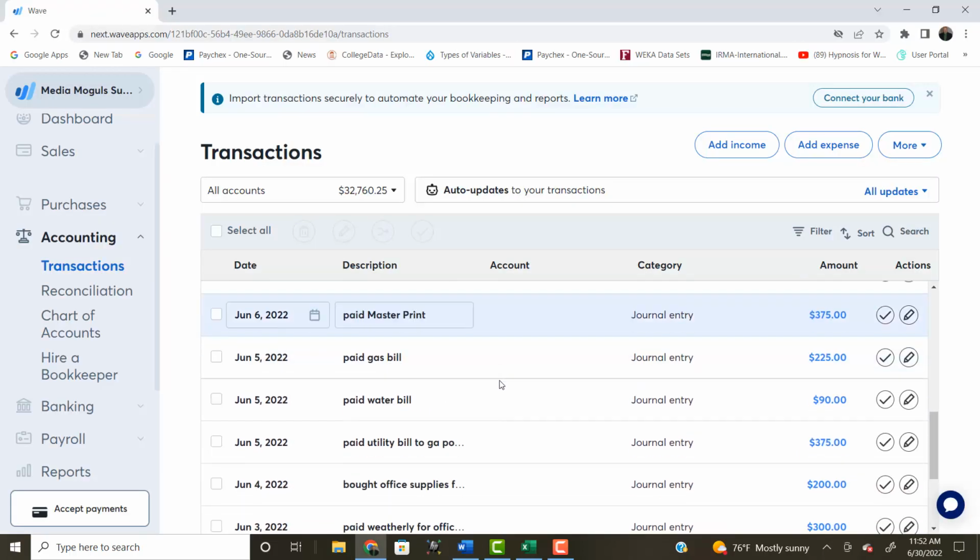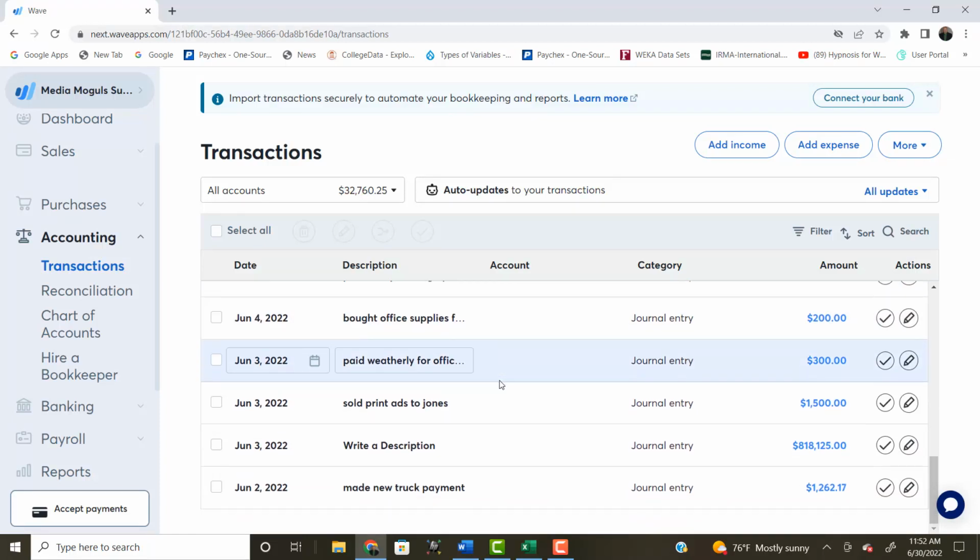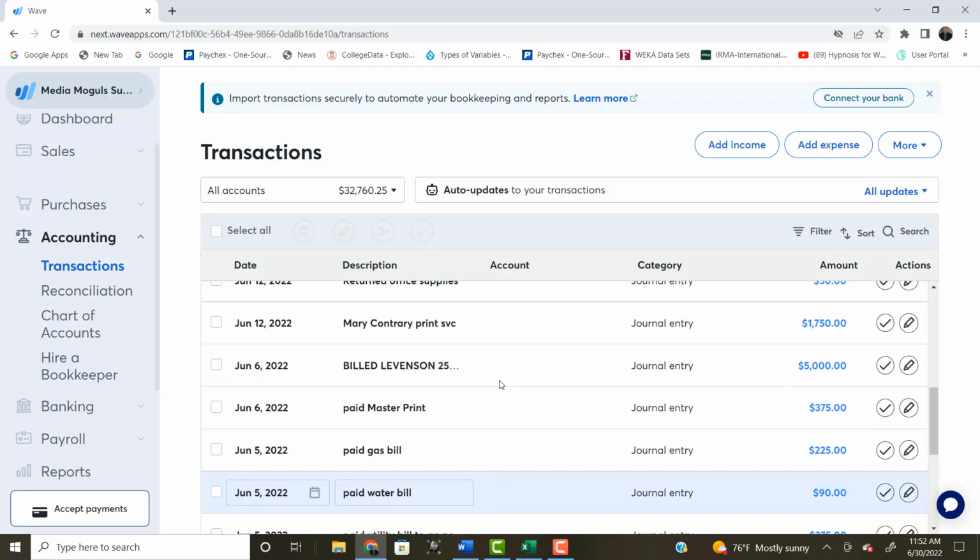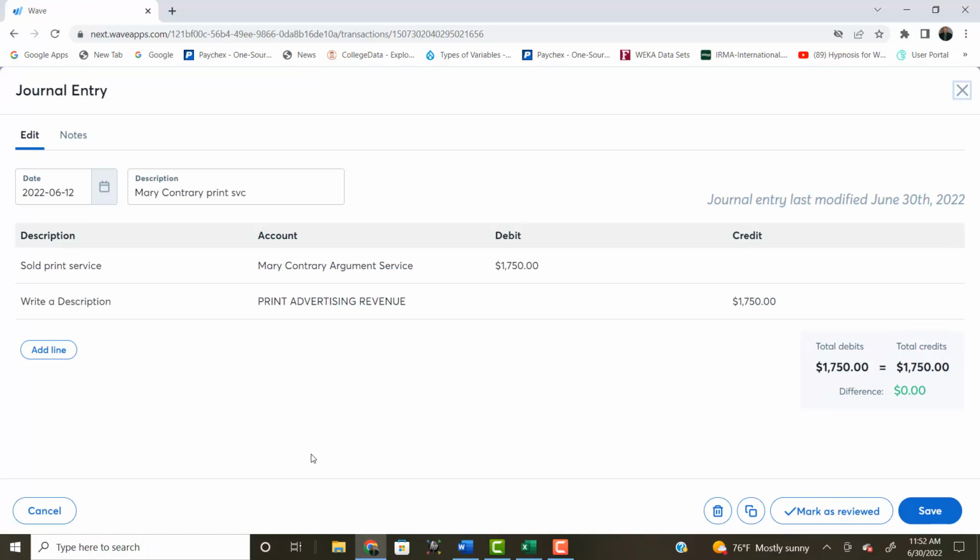Now if I come down here and I find Mary Contrary someplace, it's easier sometimes just to look for the amount. This is what we did originally. Mary Contrary Argument Services, accounts receivable now. She owes us money. So we're going to receive cash from her at a later point. So that's an asset, $1,750. This is the revenue side. This makes equity go up. We want to do this every day if we can. And we want to do it 50 times a day, 100 times a day if we could. $1,750.